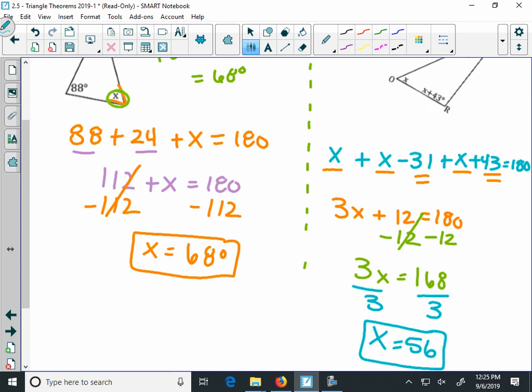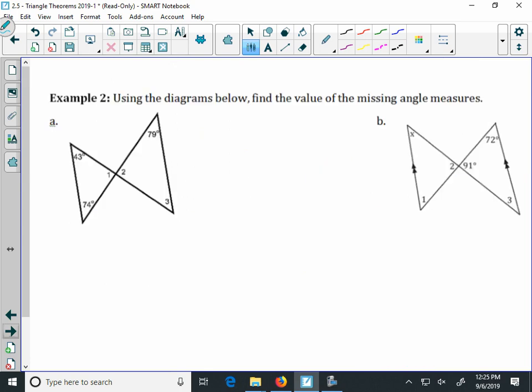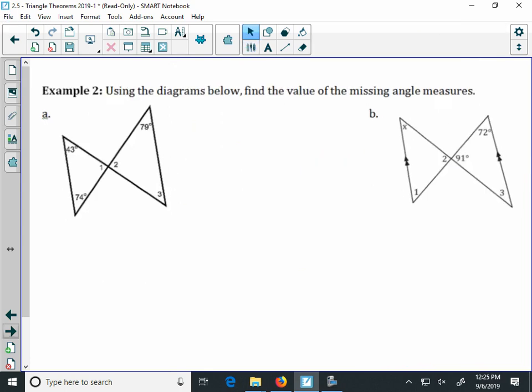Questions over that? So knowing that all the angles of a triangle add to 180 helps you set up that problem. Questions over that? Let's try another example. Using the diagram below, we're going to find the value of missing angles.